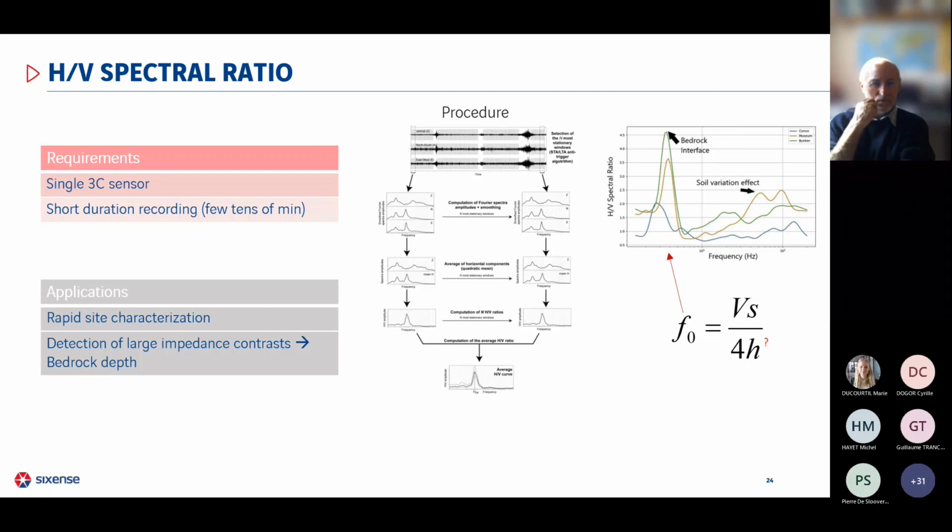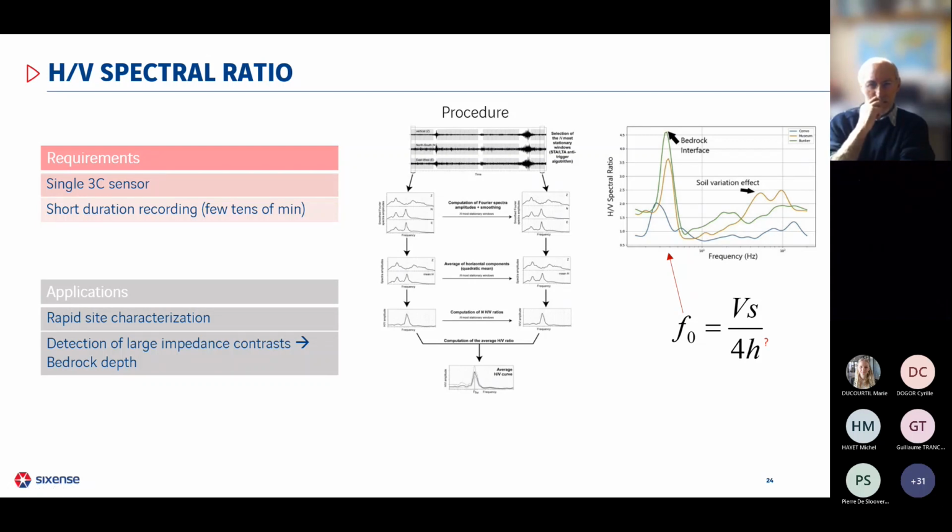Then the H/V measurement is obtained by computing the ratio between the Fourier amplitude spectra of the horizontal and vertical components of noise. The result is an H/V curve that shows peaks of frequency, as you see here. These resonance frequencies are then associated with impedance contrasts in the soil. And using this simple formula and the average velocity in the medium, we can compute the depth of these contrasts, or a strong impedance contrast in the soil.